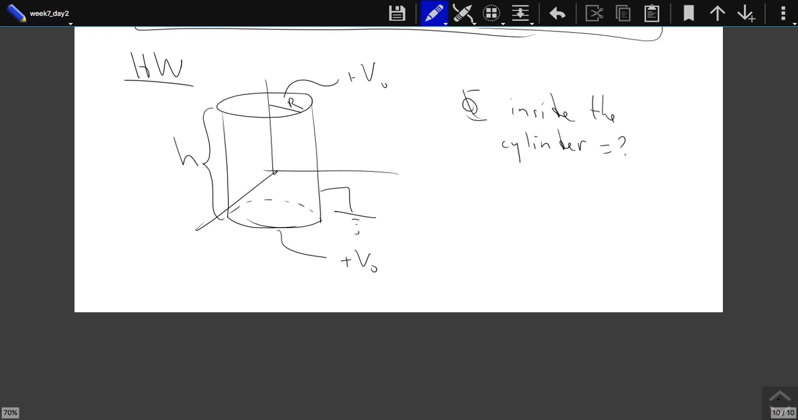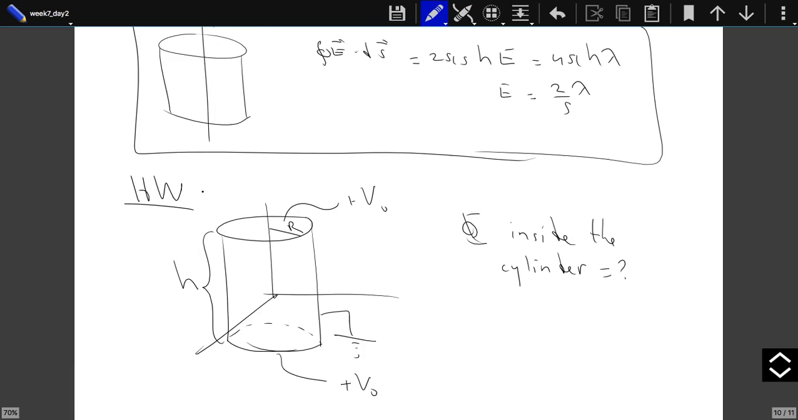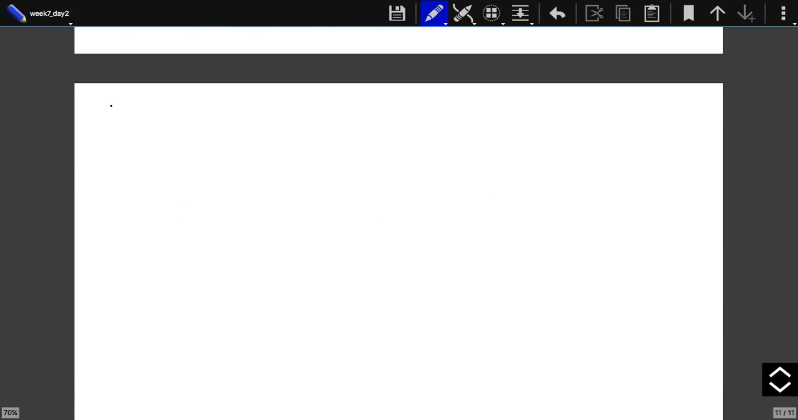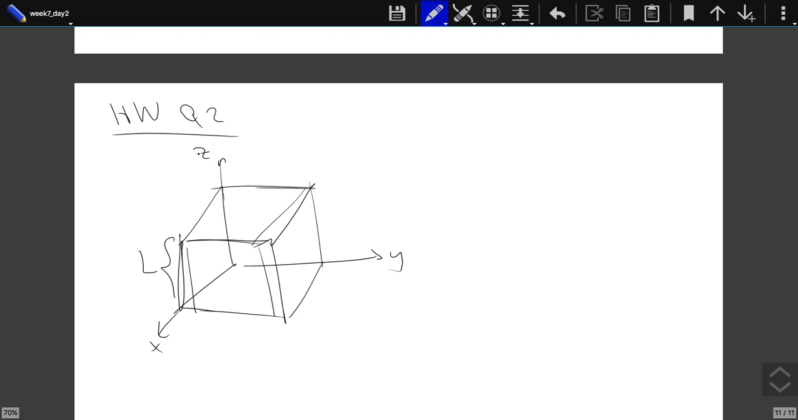And let me give you one more homework question. Homework question 1, homework question 2. You have this cube of side length L, with axes X, Y, and Z. There is a point charge Q inside, and the cube is grounded.